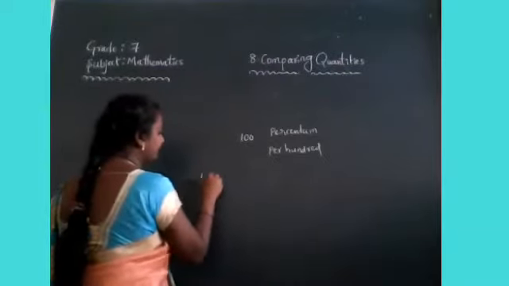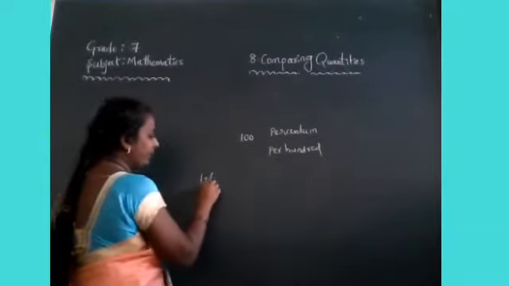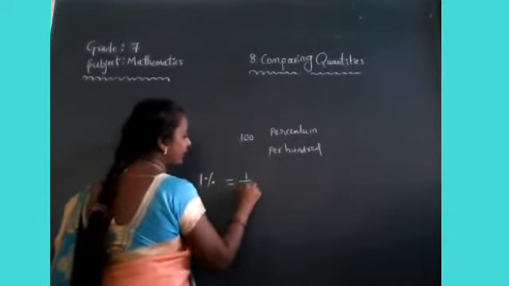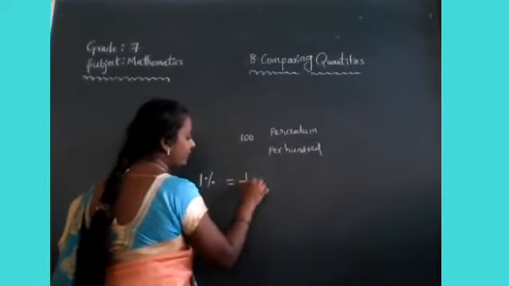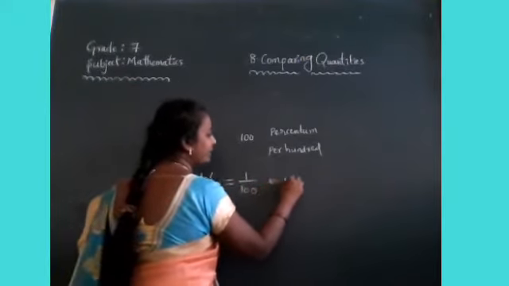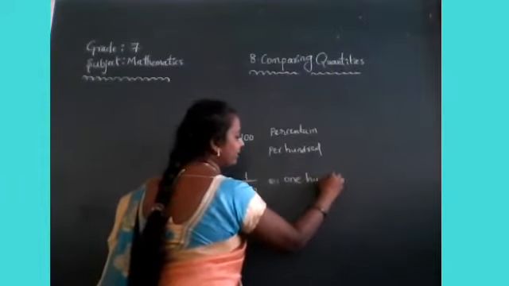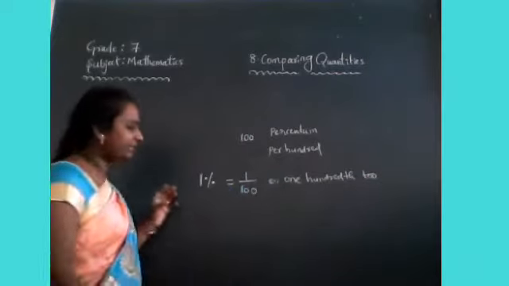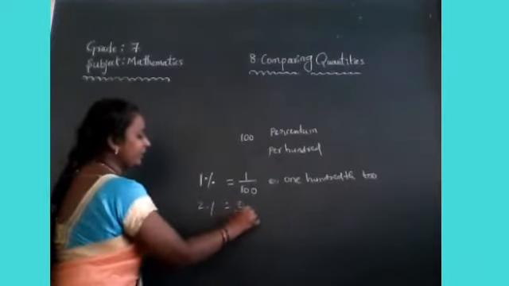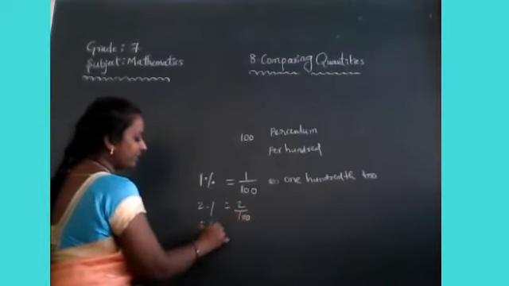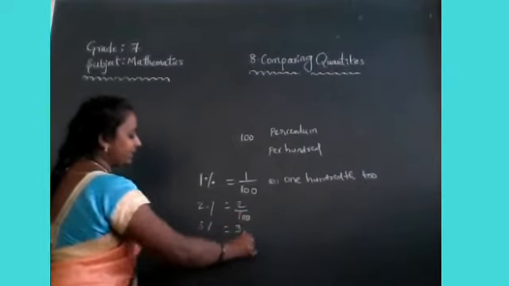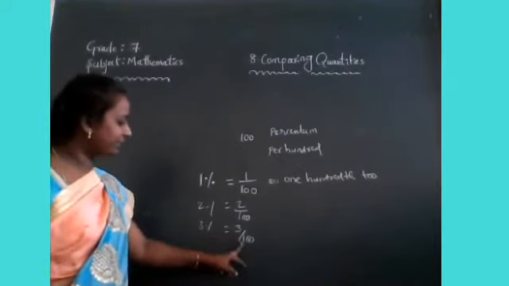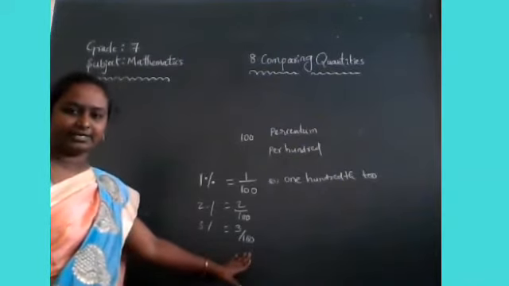So this is the symbol for percentage. 1% is written as 1 by 100. That means 1 out of 100, nothing but one hundredth. Okay, so how to write 2%? That is 2 by 100. 3% is nothing but 3 by 100. So that means percentages are fractions with the denominator 100.